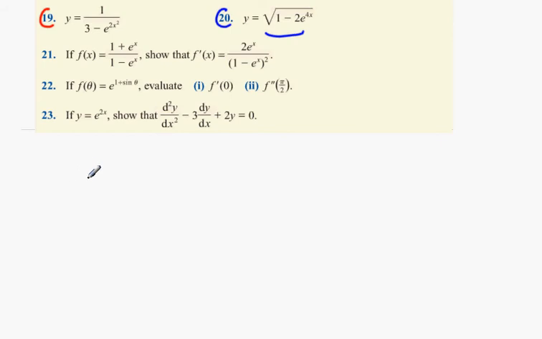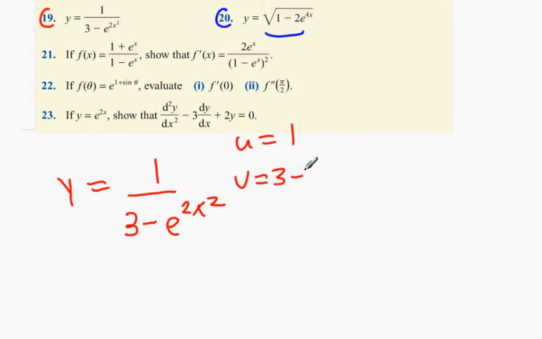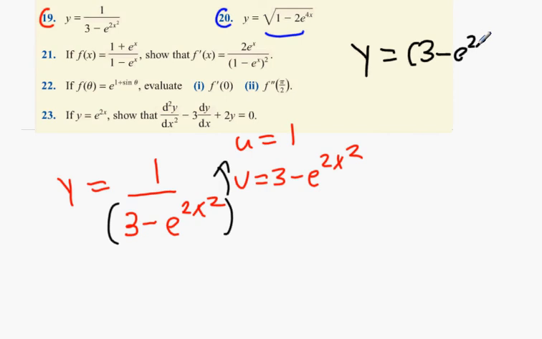Okay, so guys, you have a choice of two ways of doing this. The first way is like this: you could use a product rule where u equals 1 and v equals 3 minus e to the 2x squared. The second way of doing it is to bring all of this up to the top and say y equals (3 minus e to the power of 2x squared) to the power minus 1. You have a choice between a chain rule and a quotient rule.